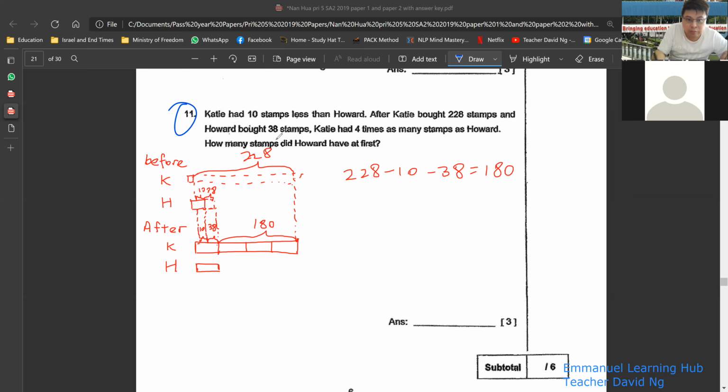What happened? Katie had 4 times as many as Howard. How many stamps did Howard have at first? So you can work out 1 unit. Then you can write 3U is 180, 1U is 60. So this is 60. Then, how many stamps did Howard buy? 38, right? So 60 minus 38.